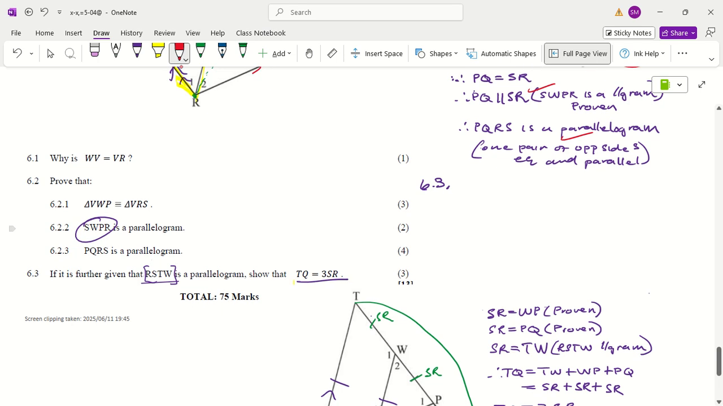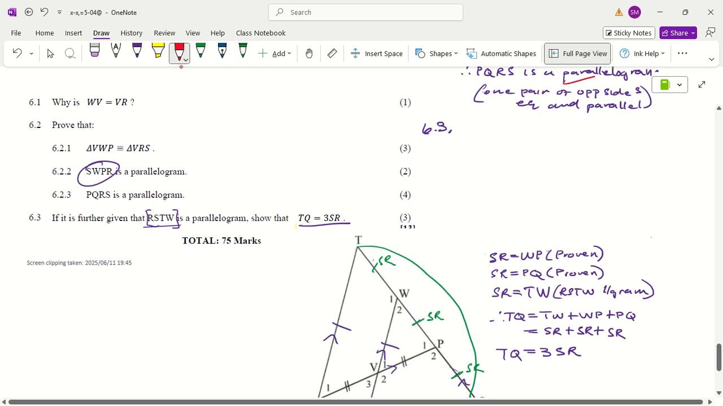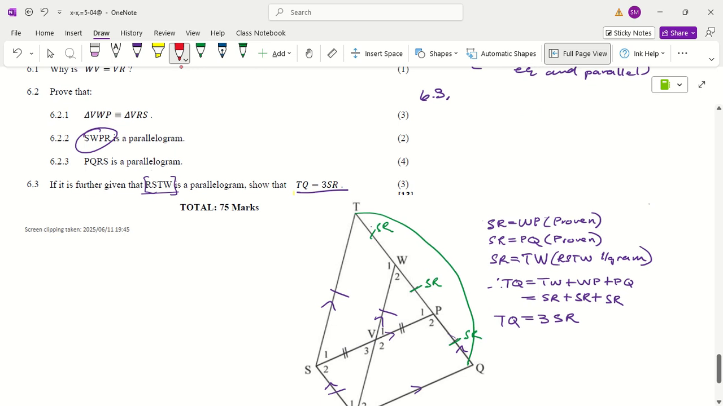And then the last question, 6.3, was a total of 3 marks, so you get a mark for SR being equal to PQ, a mark for SR being equal to TW, and a mark for the expression here, and that is a total of 3 marks, which is 13. And we've reached the end of our question paper.